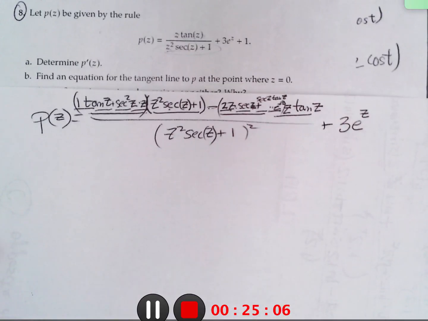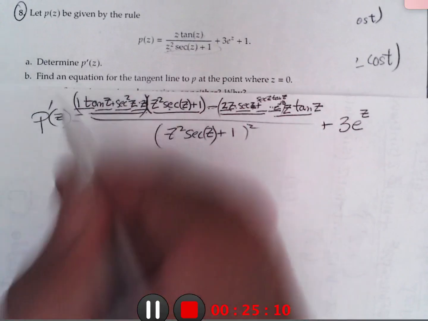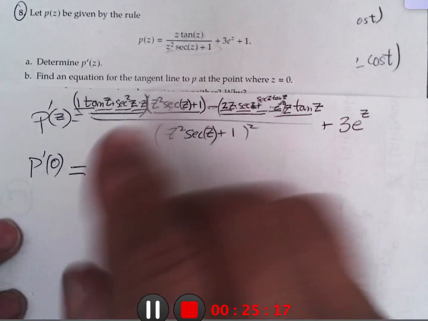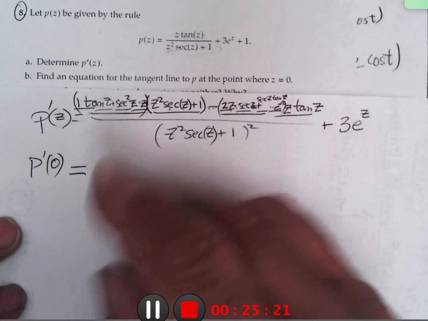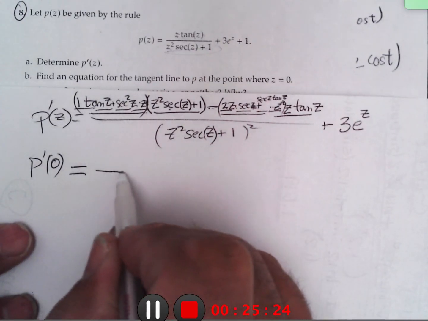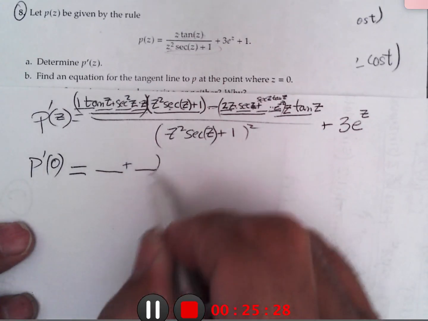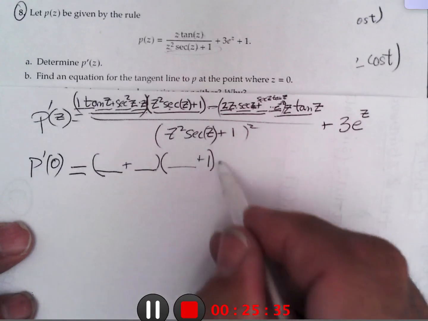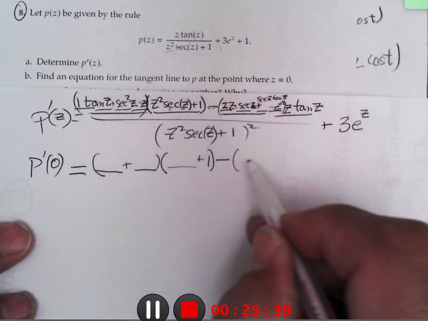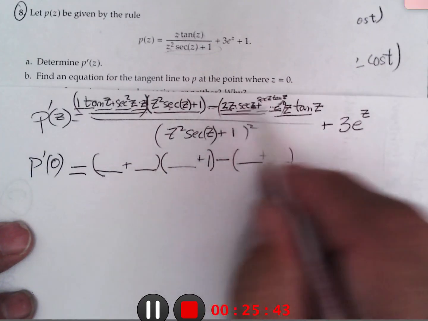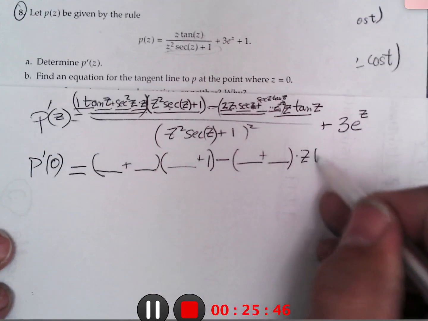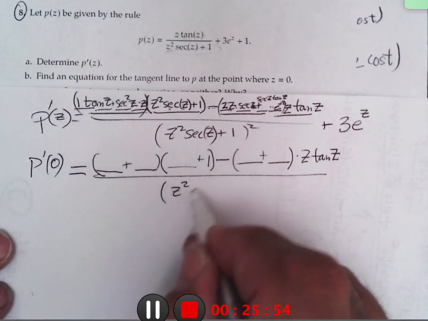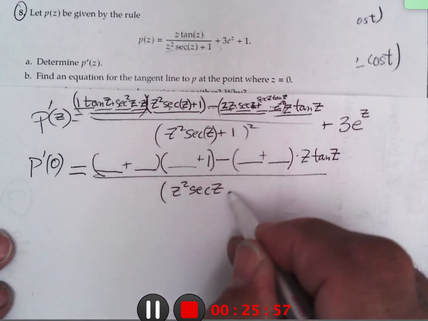We're supposed to find out when this, and that's p prime of 0. Okay, if I can even follow my writing here, let's see if I can figure this out. See, the tangent of 0 is 0. So let's go and write it. We have something plus something times something plus 1 minus something plus something for the product rule here times z tangent z all over z squared secant z plus 1 squared.